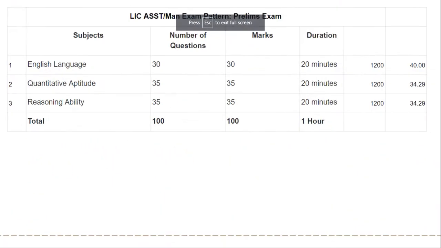Hello everyone. So today's topic is the LIC assistant and manager exam pattern and syllabus, which we will discuss today. Here we can see there are two exams, prelims and mains. Then we have an interview also for LIC assistant and manager. So here are the topics: we have English language, quantitative aptitude, and reasoning ability.